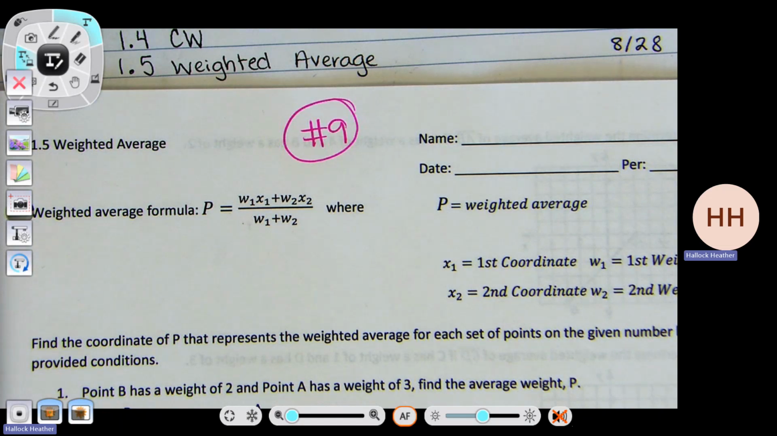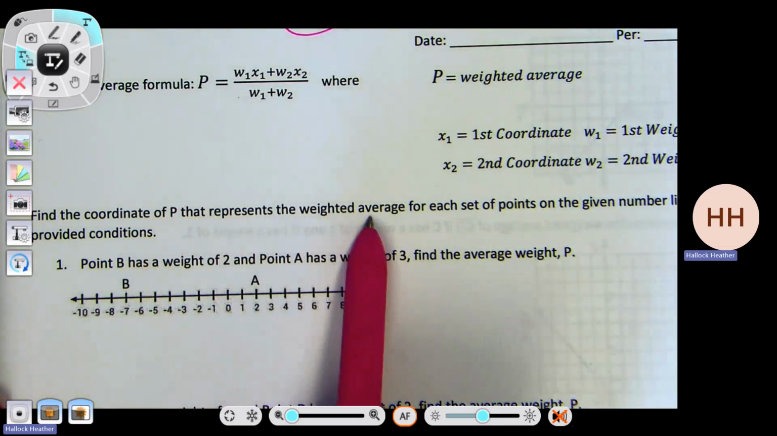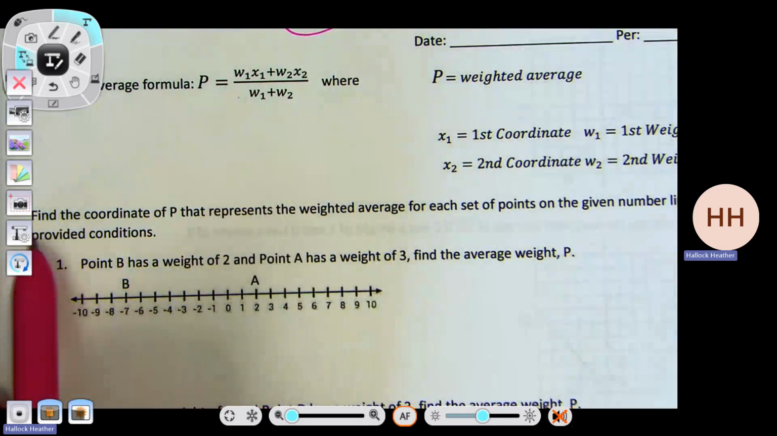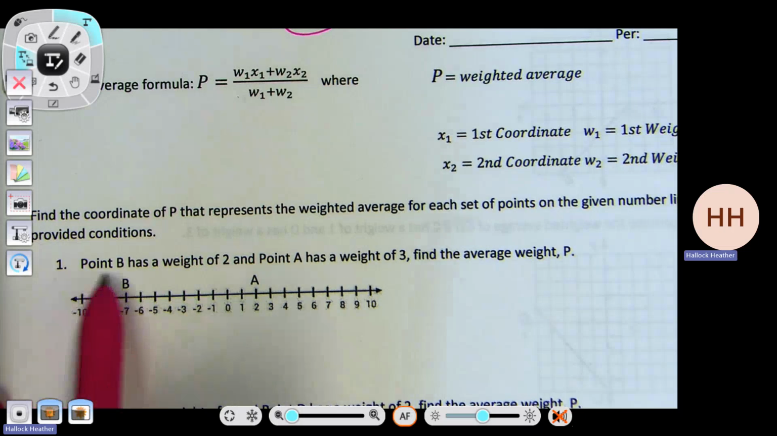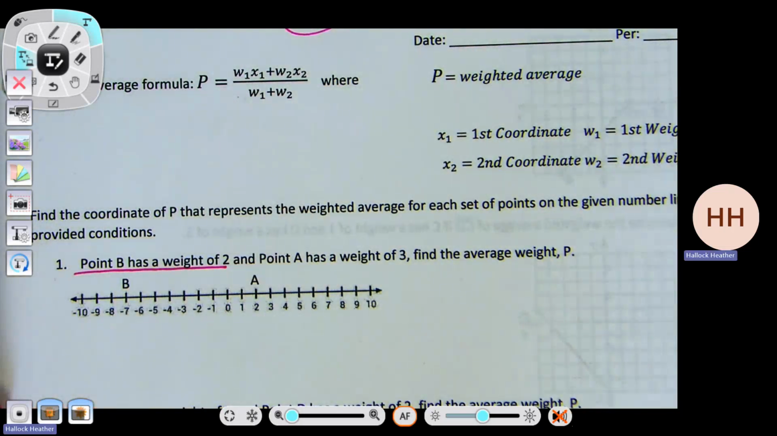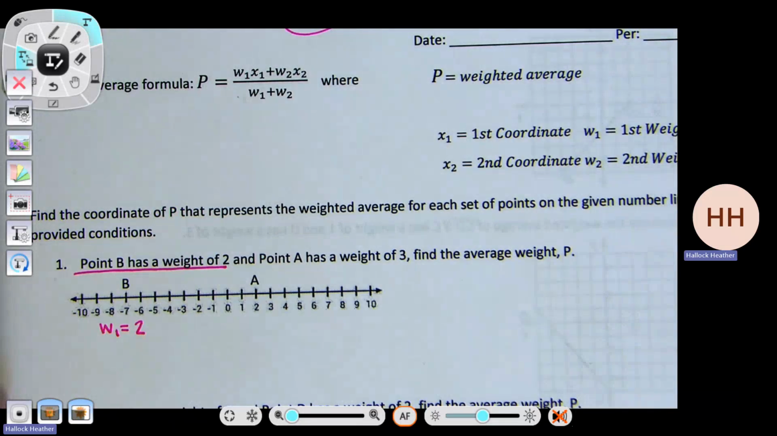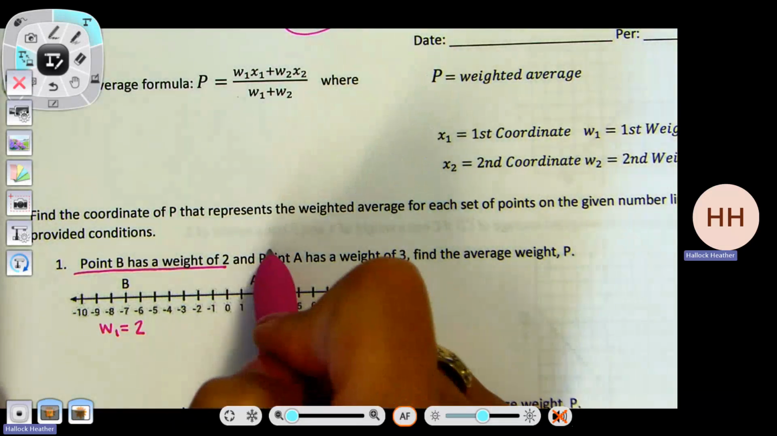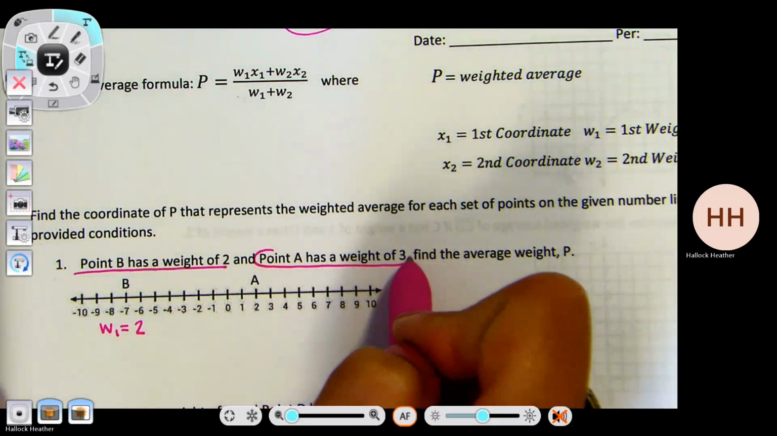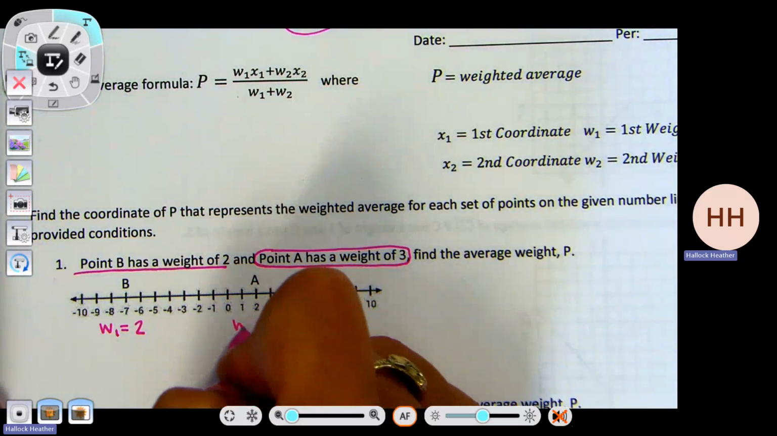Okay. So for number one, let's start by reading the directions. It says find the coordinates of P that represent the weighted average for each set of points on the given number line with the provided condition. So number one, point B has a weight of 2. So right underneath B, I'm going to put its weight. I'm just going to call this weight 1 because that is the first thing I read in the sentence. The second thing says point A has a weight of 3. Because that's the second thing I read in the sentence, I'm going to call this weight 2.